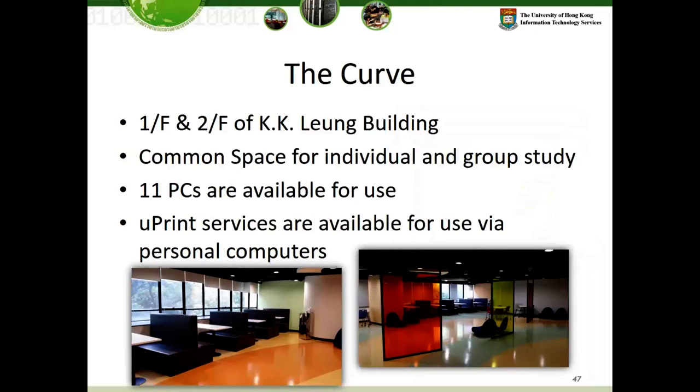There is a smaller scale learning commons in the Curve, and it is located in the first and second floor of the KK Learn building. And it is a common space for individual and group studies. 11 PCs are available for use, and also you can use the uPrint service there, as there is one uPrint printer located in the KK Learn building as well.